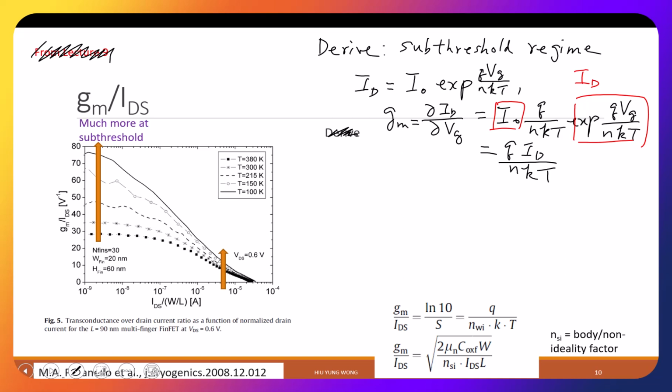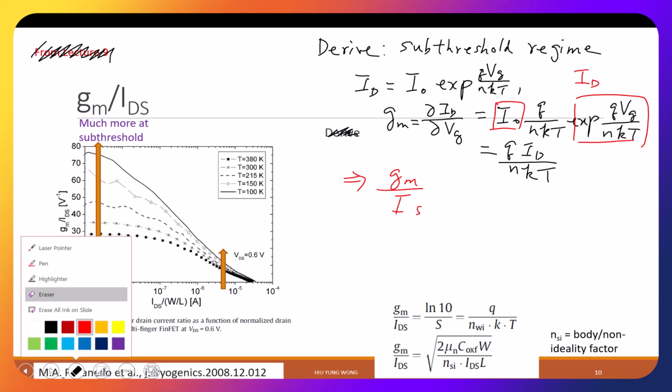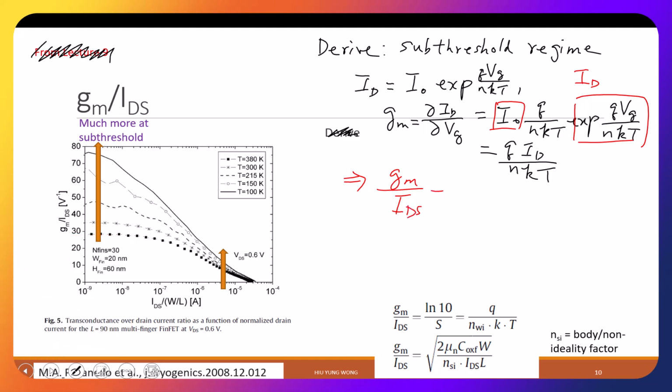Is this okay? Q is positive. This whole term is positive because when you increase VG, the current goes up exponentially. You are right, that was a reverse bias diode. You get negative if you reverse bias. So then what is GM divided by IDS, which is ID? GM divided by ID, what is that? Based on this equation, Q over NKT.